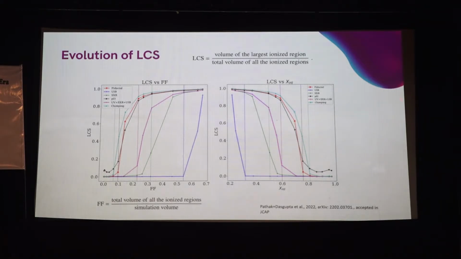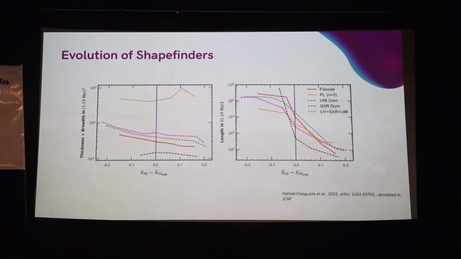And this transition point is termed the percolation threshold or the percolation transition point, which is shown in the dotted vertical lines here. Similarly, this quantity, thickness cross breadth, is called the effective cross section, where we see that the effective cross section for these individual regions remains almost the same, but the length is orders of magnitude higher than the change in thickness cross breadth.